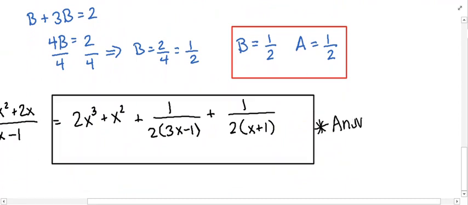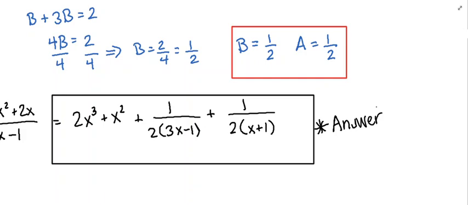This is the answer. So you need to remember, if you encounter the initial fraction where the degree of the numerator is greater than or equal to the degree of the denominator, you first have to do long division. And you will have to do the partial fraction decomposition on the new fraction part that comes about. So make sure you review this type of example.